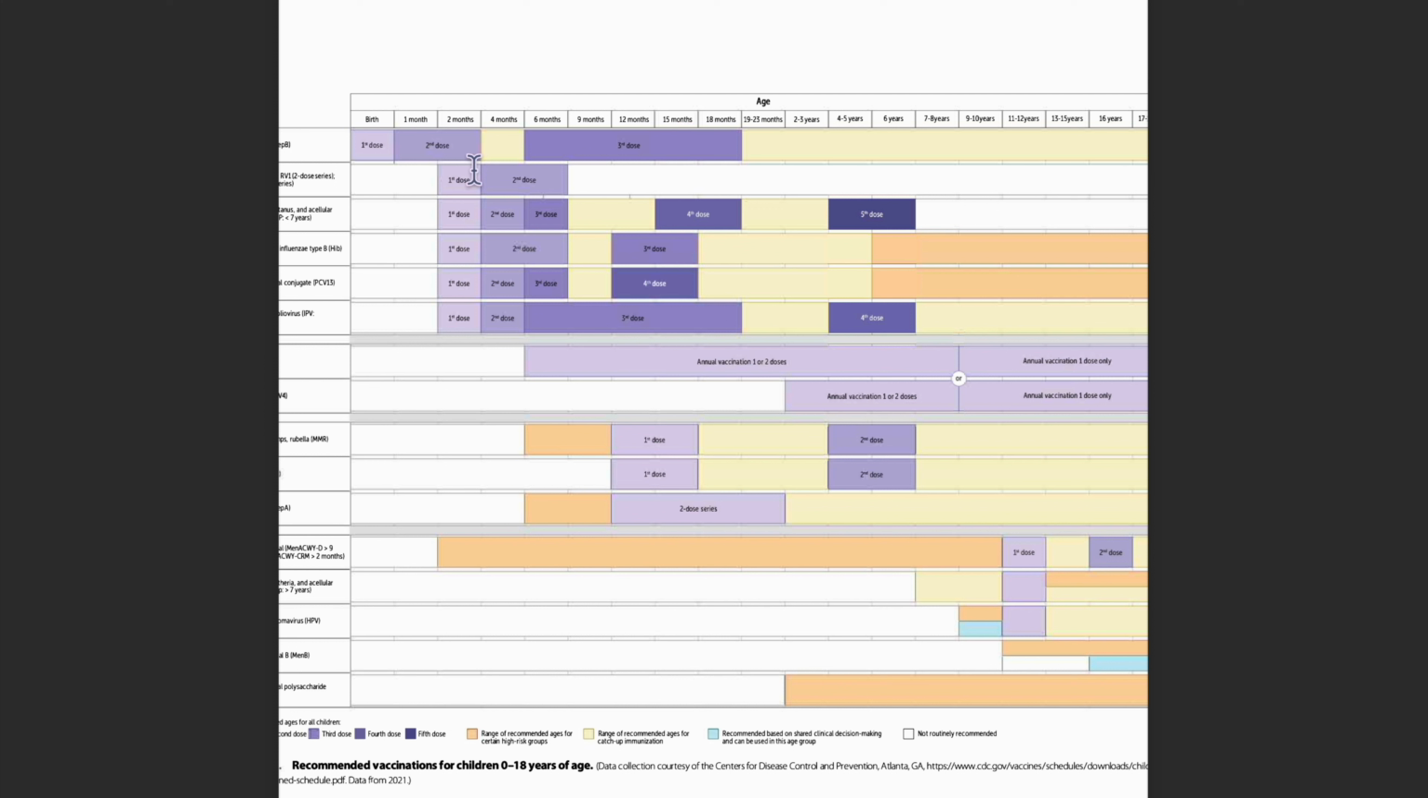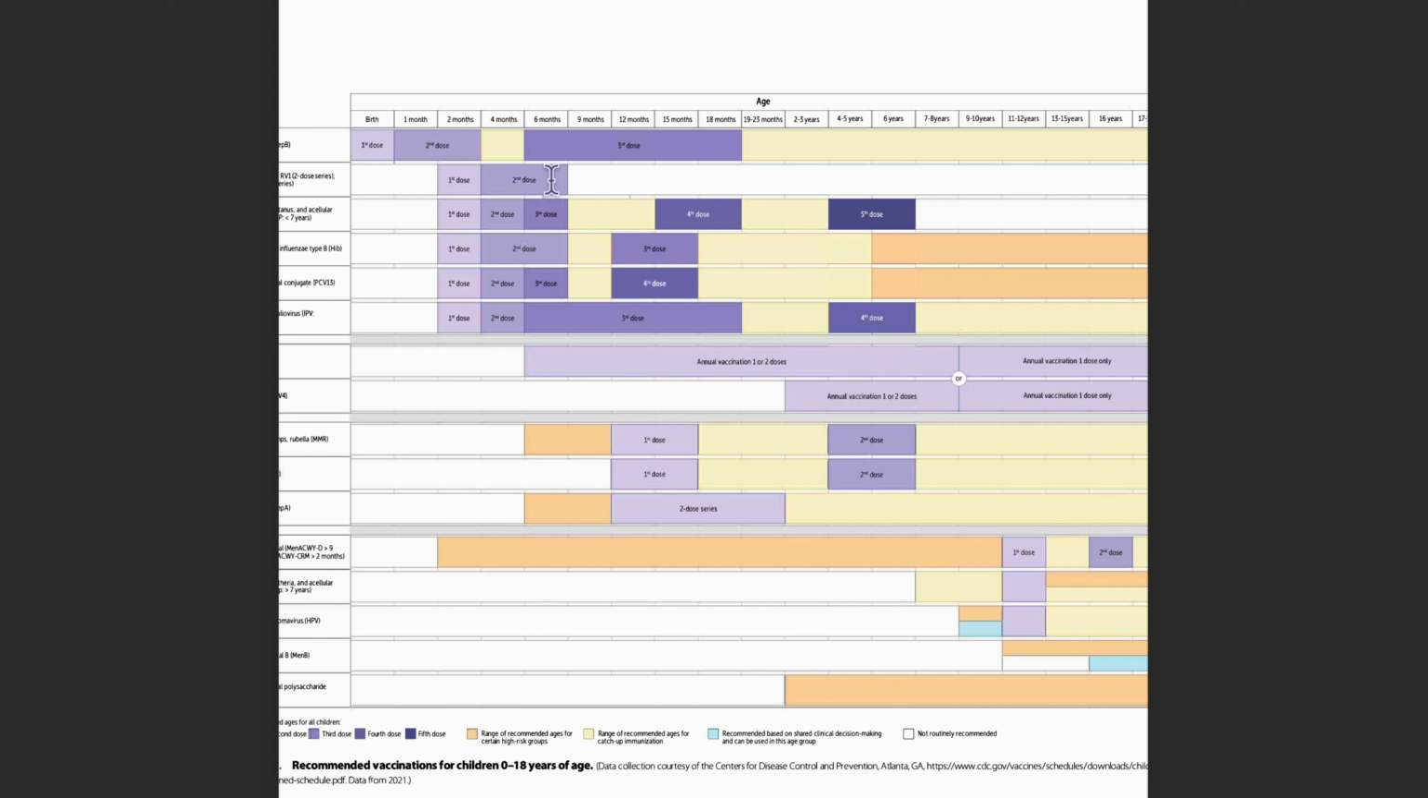Okay. This is rotavirus: RV1 is a 2-dose series, and RV5 is a 3-dose series. So you take the first dose at 2 months, and then between 4 months and 6 months you take the second dose. Okay.